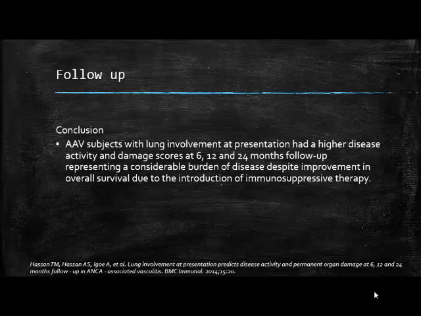And what they concluded in this study is that patients who come with vasculitis and have lung involvement have a more serious and worse disease, and that is also looking down the road at 6, 12, and 24 months. And the introduction of immunosuppressive therapy has helped a lot in improving the survival of those patients.